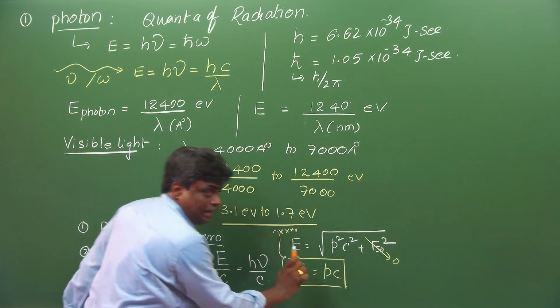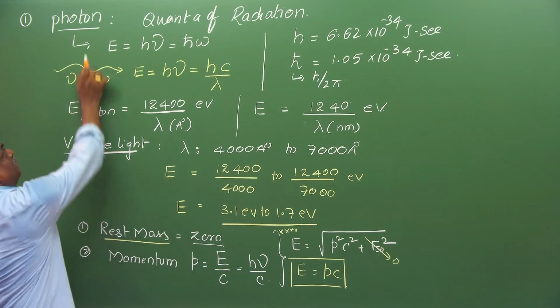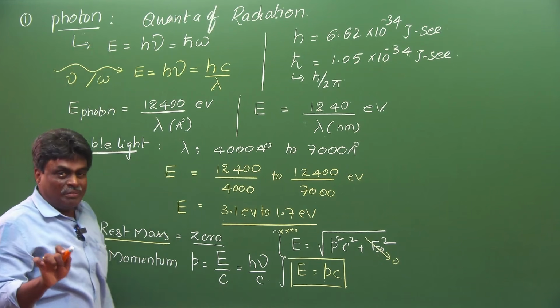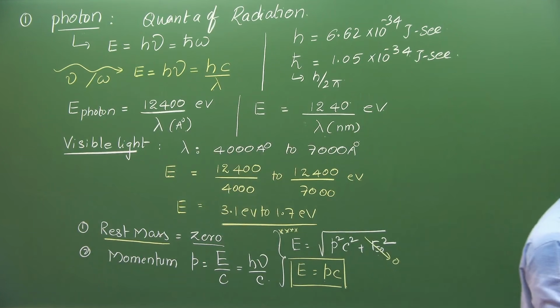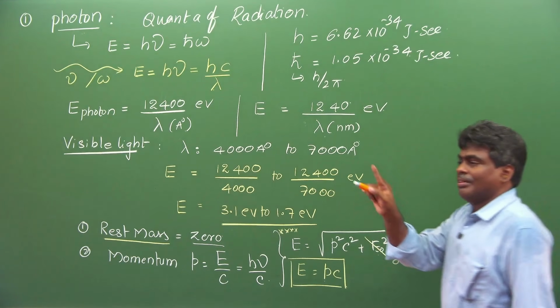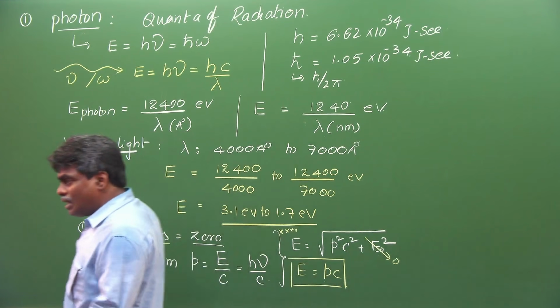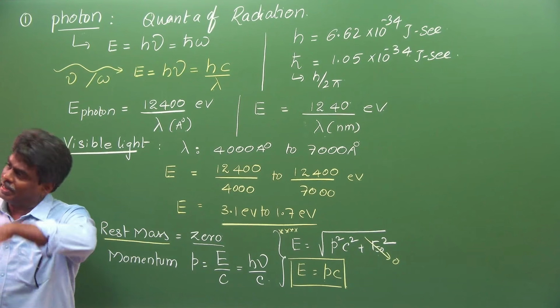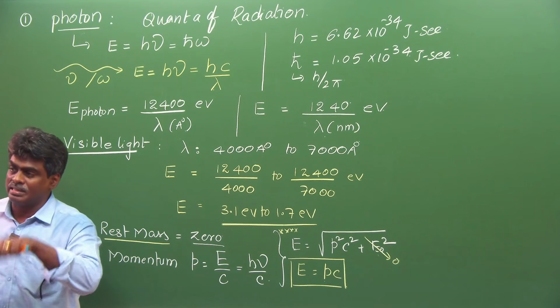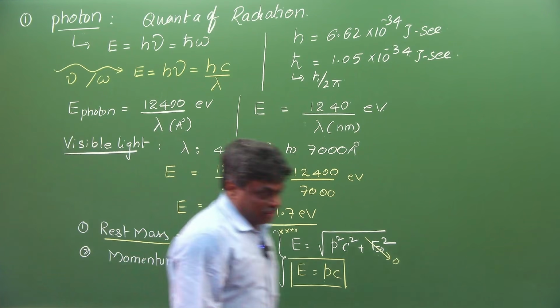E equal to PC is valid not only for a photon, but for any particle whose rest mass is 0. Any particle. So if anybody asks whether E equal to PC is valid only for a photon, no. It is valid for any particle whose rest mass is 0. Good. Now ready.